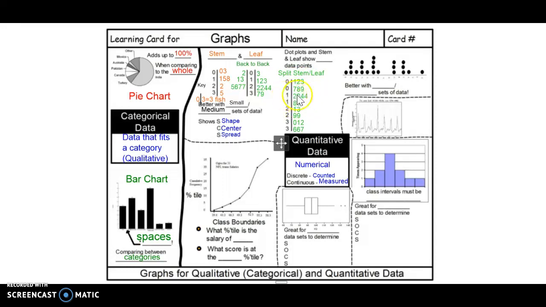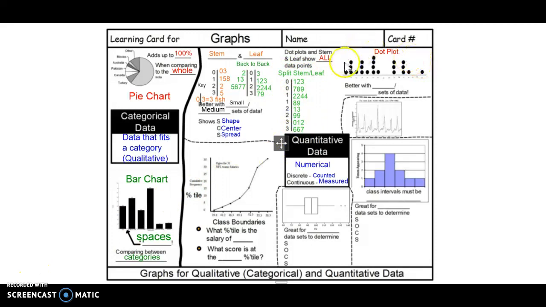Same thing with the numbers in the teens, the lower half of the teens, the other half, the top half of the teens. With the 20s and 30s, I've done the same thing. So you can see that sometimes if you have a large amount of data, you can split the stems in half and still have a stem and leaf plot.